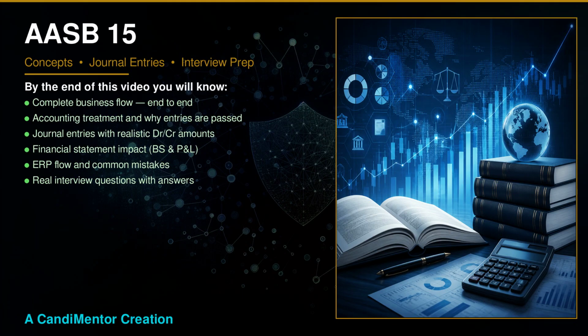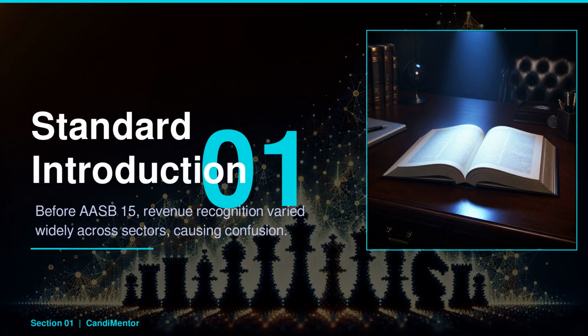Imagine two tech firms recognizing revenue from the same contract differently, one up front, another over time. Pre-2018, such inconsistencies were common, muddling financial statements. AASB 15 brought clarity by aligning revenue recognition principles across industries. After this, you'll grasp how AASB 15 ensures uniformity, enhancing comparability and transparency in financial reporting.